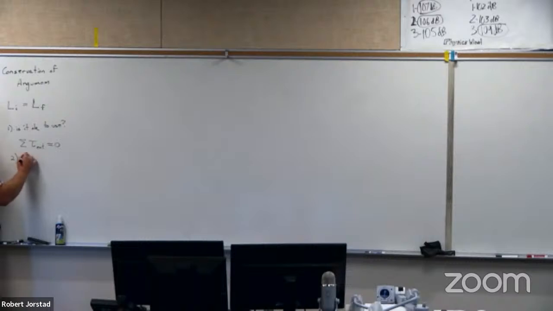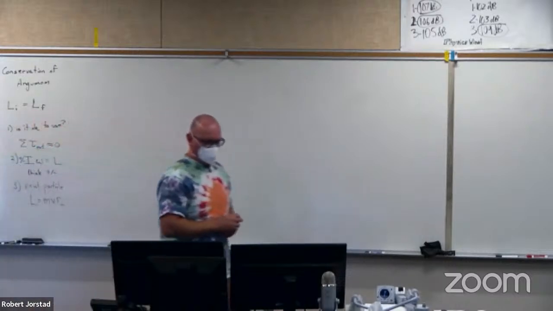For most objects, L is going to be I omega, but then we might need to think about plus and minus signs here, right? If something's rotating in the positive or negative direction. And then finally, the trick we used for a point particle, we're going to use L equals M V R perpendicular, where R perpendicular was the impact parameter. Got it?